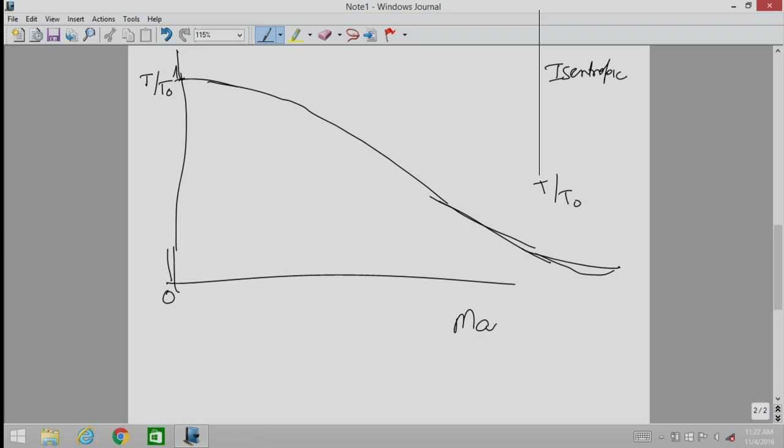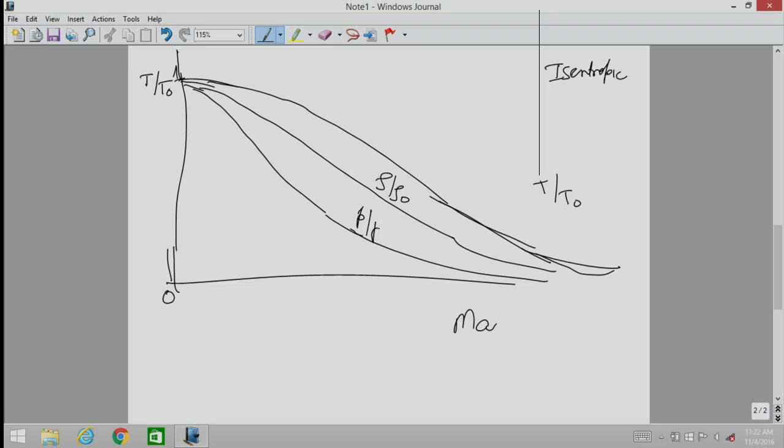Now, similarly, when we plot, this is another curve for rho by rho 0. Once again, all these say as the speed increases, the corresponding variable is decreasing. And the third curve we have is a more drastic curve. This is for P by P0. So this is isentropic flow of ideal gas.